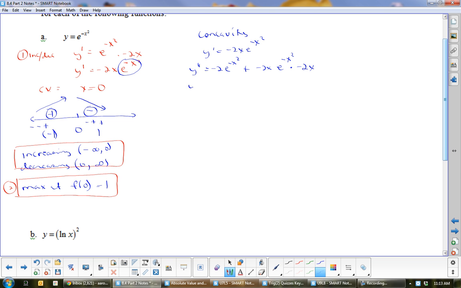Okay, let's just kind of clean things up. Can't do much with this. So that's just negative 2e to the negative x squared, plus, here I've got a 2 times negative 2, which is 4x times x, which is x squared, e to the negative x squared.